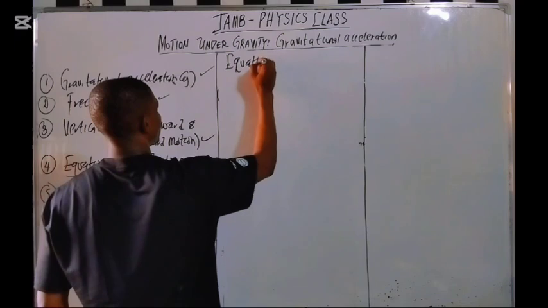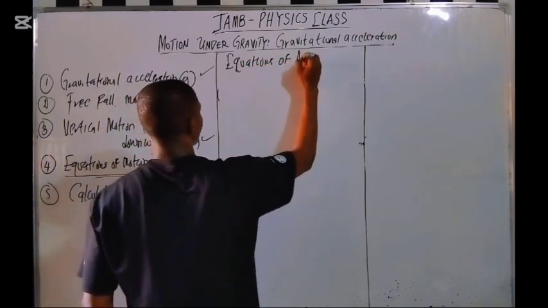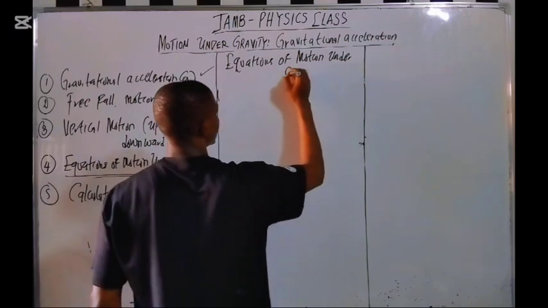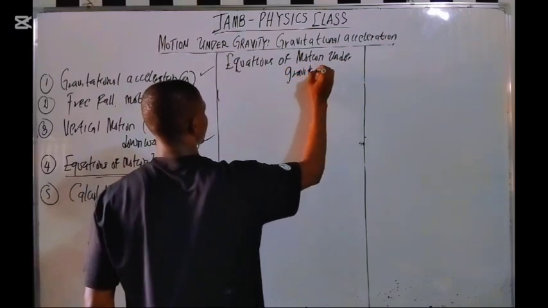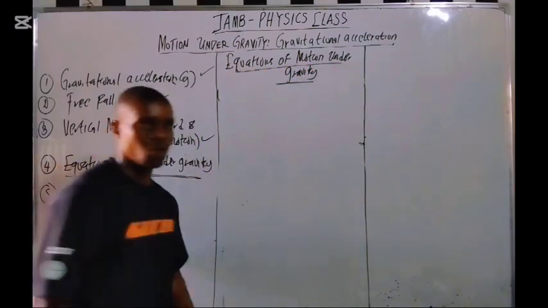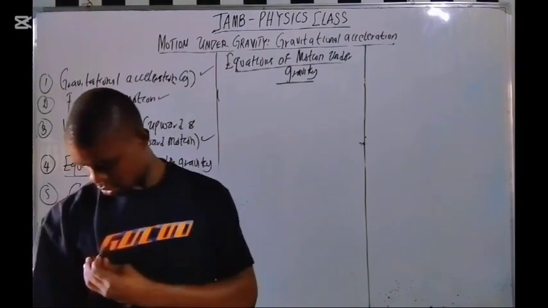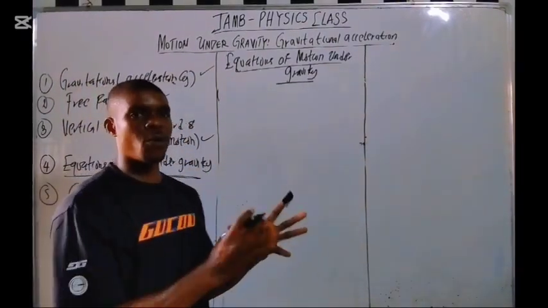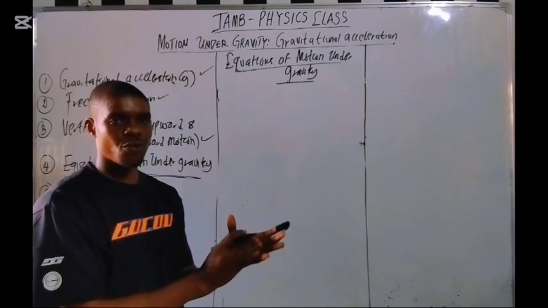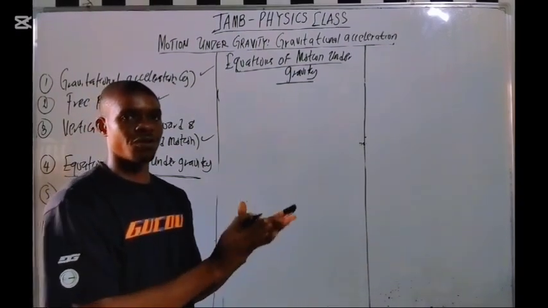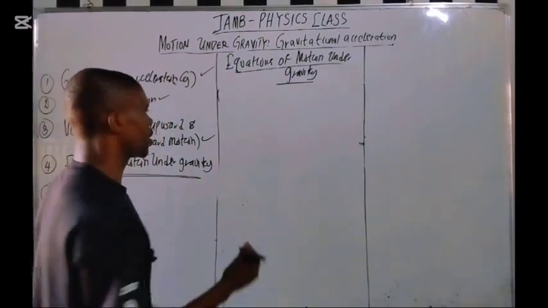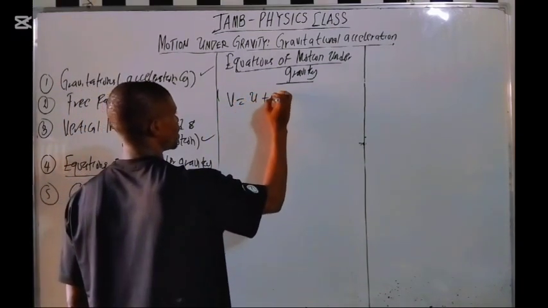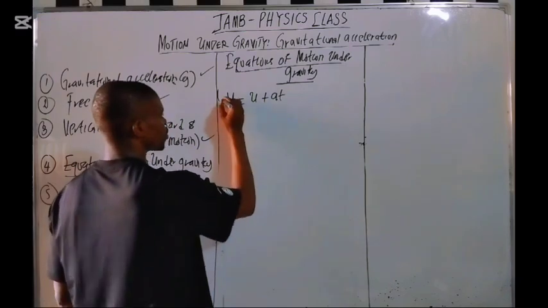Equations of motion under gravity. Please pay close attention here. Now, remember motion in a straight line? We have about 4 equations of motion, which I'm going to give to you here. Number 1: v equals u plus at, right?